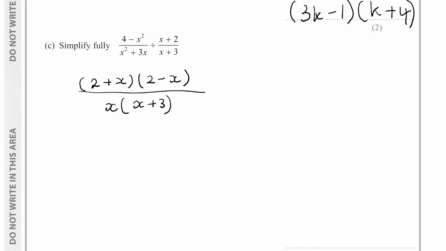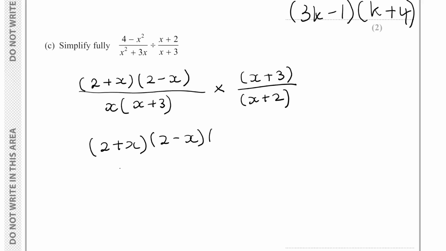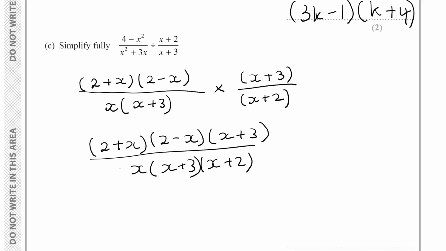So I factorize the top and the bottom. To change a dividing fractions to timesing fractions, we flip over the second fraction. So dividing by x plus 2 over x plus 3 is the same as timesing by x plus 3 over x plus 2. When we multiply fractions, we just times the top times the bottom. So I'm going to write it as a single fraction, 2 plus x times 2 minus x times x plus 3 over x times x plus 3 times x plus 2.